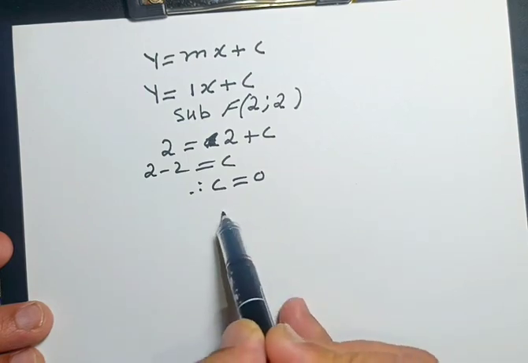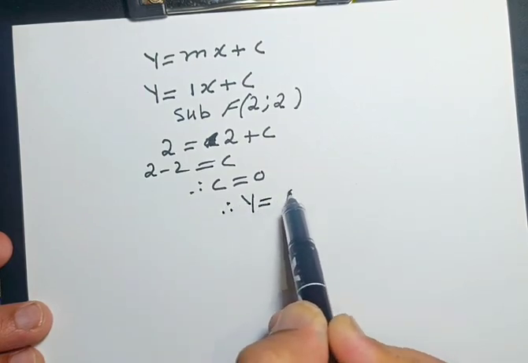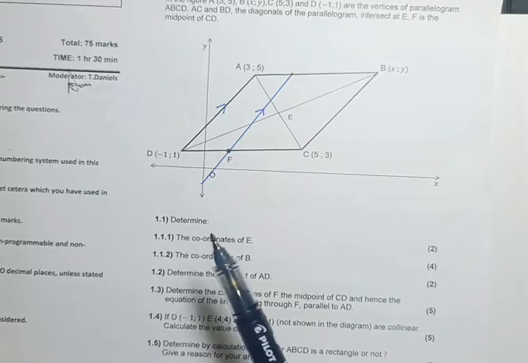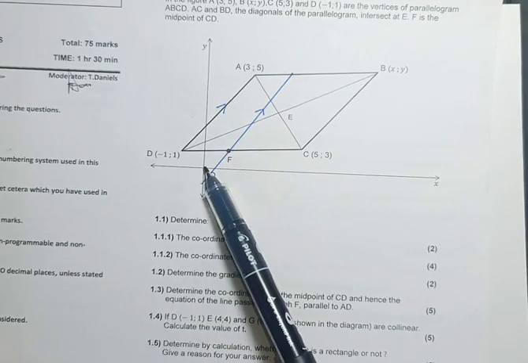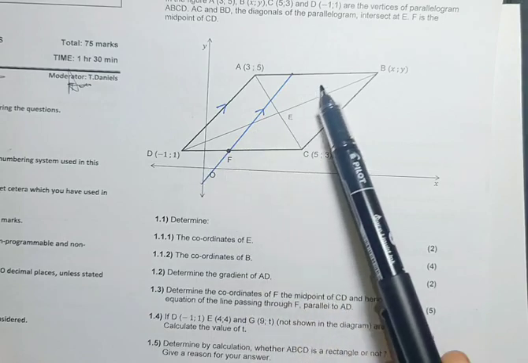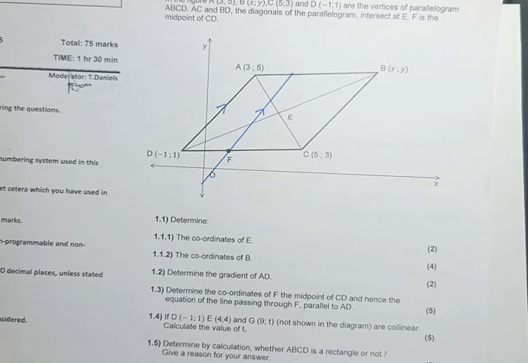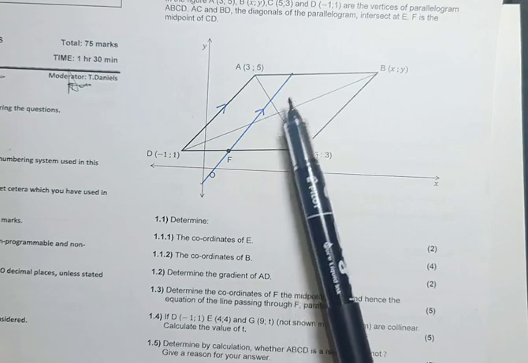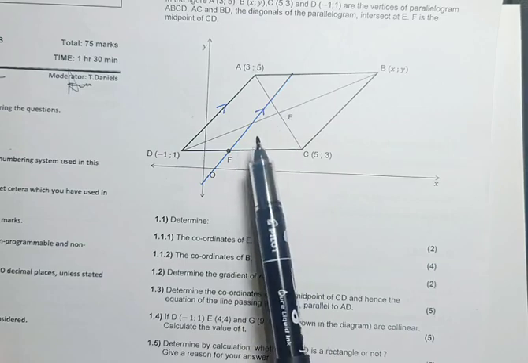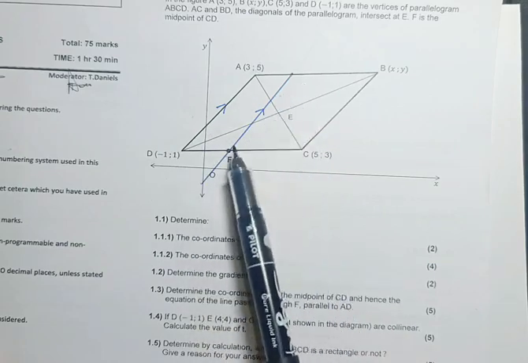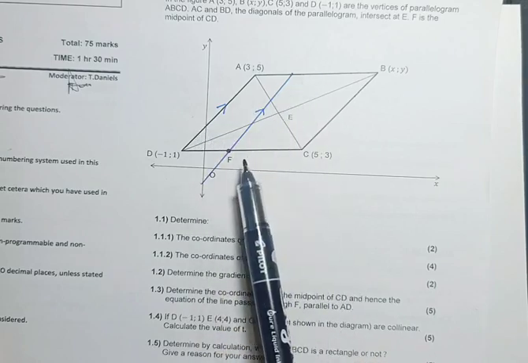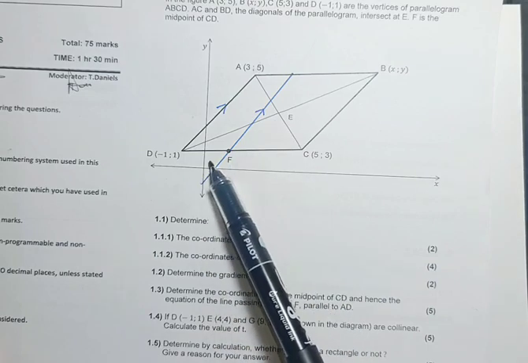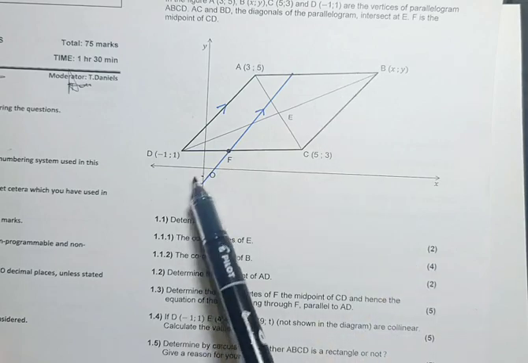Therefore the equation of the line is y is equal to x. So y is equal to x is going to pass through the origin, a straight line. Remember we didn't know how this line was going to turn out, so we roughly draw this line because it is parallel to AD, and then we find the equation of the line, and that comes to y is equal to x.